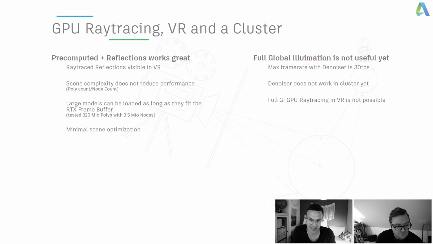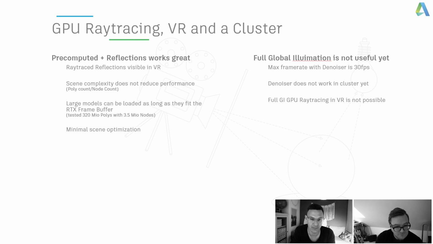The good news on the other side is GPU ray tracing and VR work perfectly fine together if we don't work in full GI. If we work in pre-computed plus reflections, for example, we can benefit from the quality that we have in OpenGL, plus we have the reflections that we get from the ray tracing. So we can make reflection analysis at ray trace quality. It's not an approximation for reflection, it's actually the real thing.